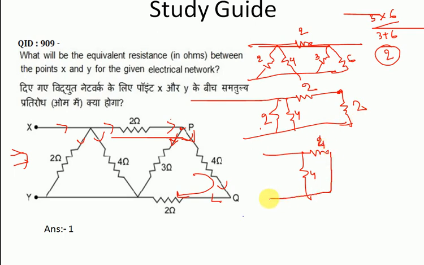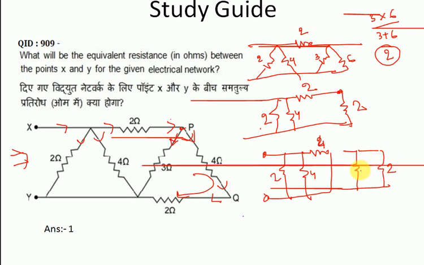So these are the parallel circuit. Now 4 parallel 4, that is 4 into 4 divided by 4 plus 4, that is 2. That is here 2. So 2 parallel 2, that will be 2 into 2 by 2 plus 2, that will be 1 ohm.